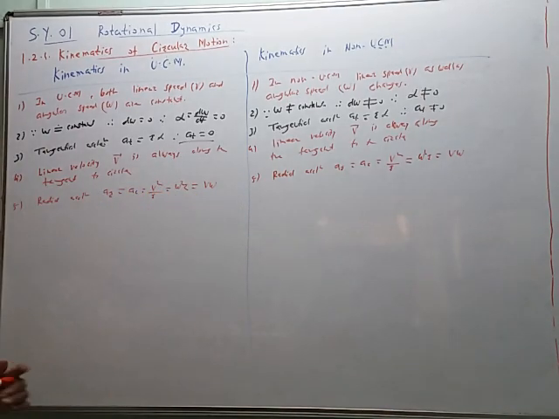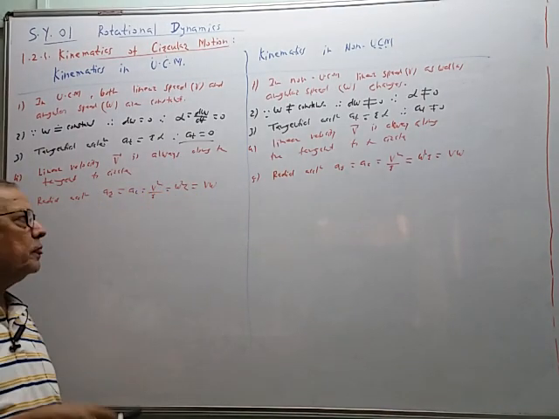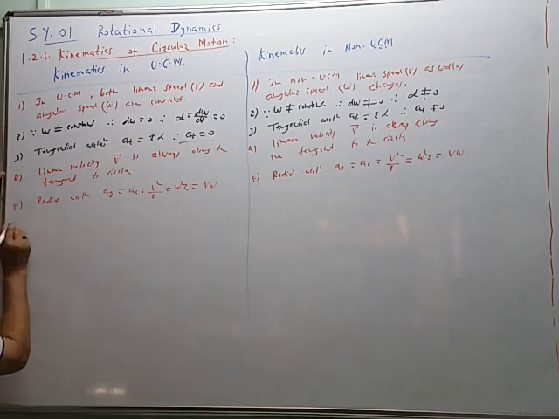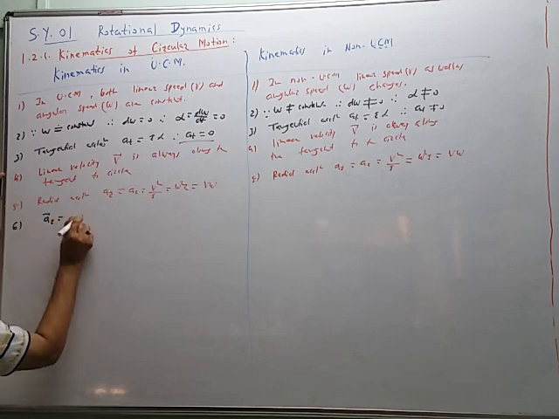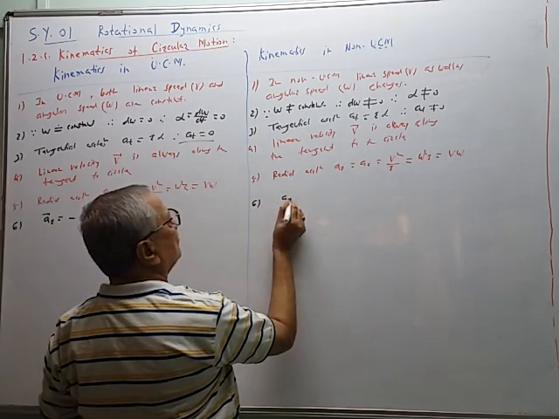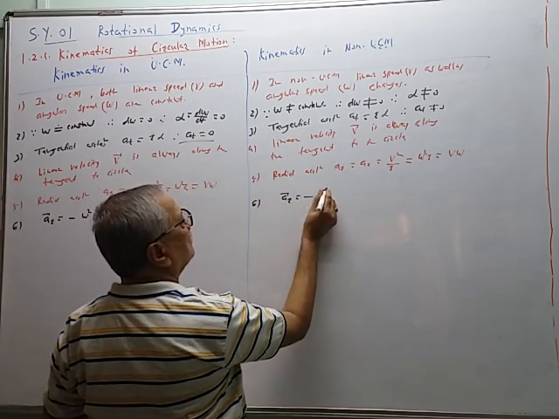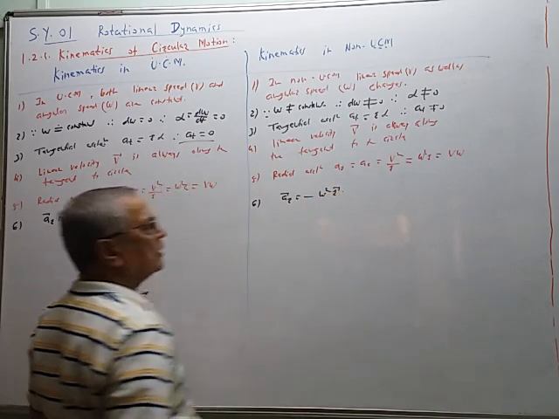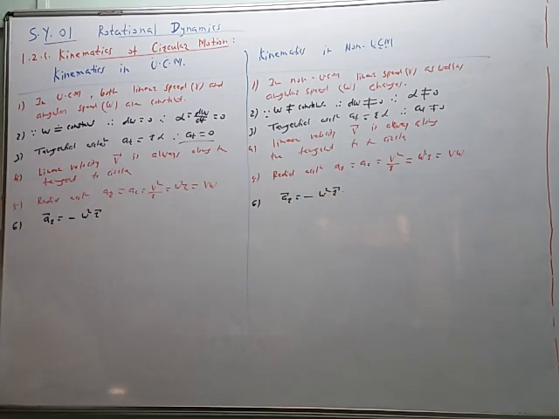A common point, 4 and 5 are common. 6. Vector AR is equal to omega square vector r. Vector AR is equal to minus omega square vector r. So these are the different types of equations that we will use.